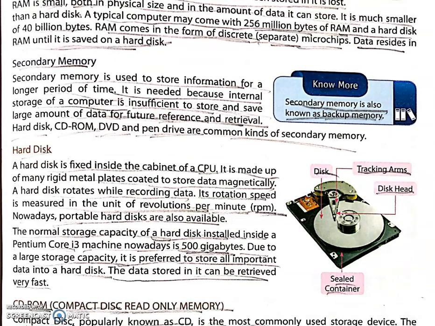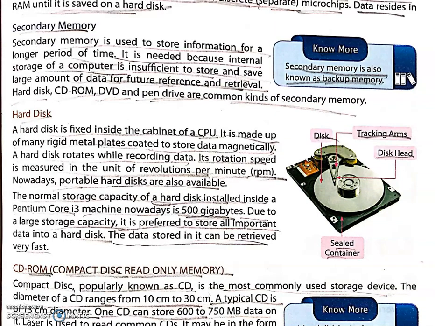Next, we will talk about secondary memory. Secondary memory is used to store information for a longer period of time. It is needed because the internal storage of a computer is insufficient to store large amounts of data for future reference and retrieval. Hard disk, CD-ROM, DVD and pen drive are common kinds of secondary memory. Secondary memory is also known as backup memory.